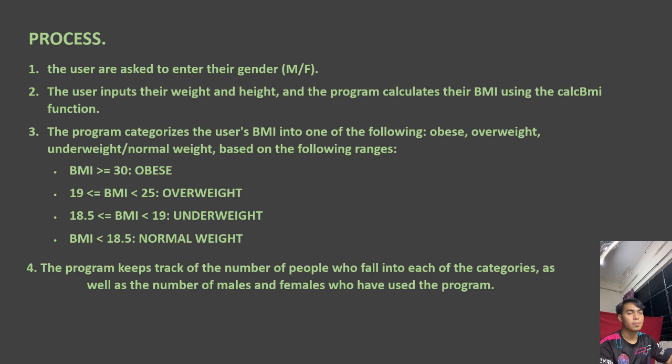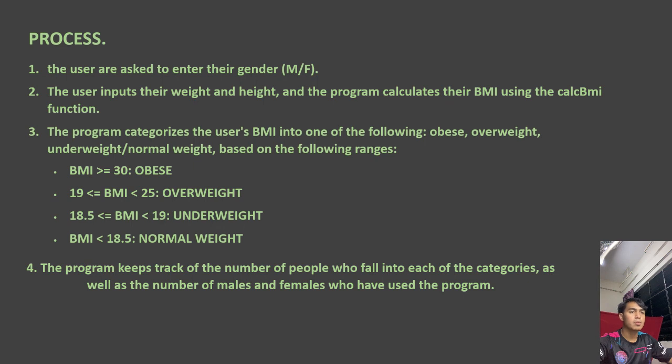on the following range. If BMI is bigger than or equal to 30, it's obese. If BMI is bigger than or equal to 19 and smaller than 25, it's overweight. If BMI is bigger than or equal to 80.5 and smaller than 19, it's underweight. If BMI is smaller than 80.5, it's normal weight.